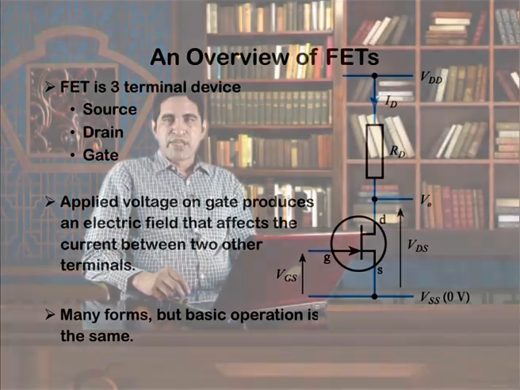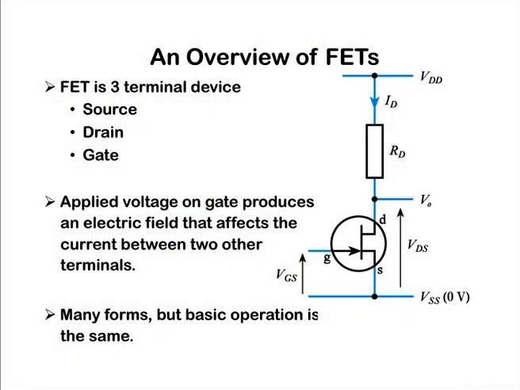Field effect transistor is a 3-terminal device. We have 2 terminals, source and drain, and in between these 2 terminals we are controlling the current flow by using the third terminal called gate. So, the applied voltage on the gate produces an electric field, and this electric field will affect the current between the other 2 terminals, source and drain. So, we can control the carrier flow between source and drain by using the third terminal gate.